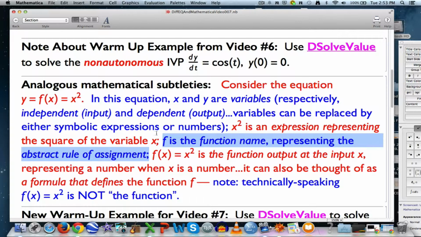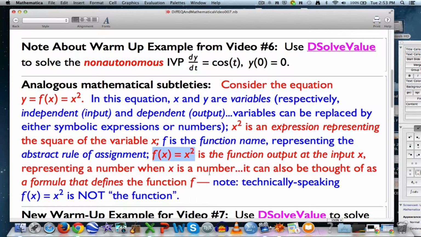f itself, the letter f, is our symbol for the function name. More abstractly, it is the symbol that represents what you call the abstract rule of assignment. This idea of taking a number as input and squaring it to get a number as output. 5 squared is 25. It's that idea that f represents, in a sense, the abstract rule of assignment.